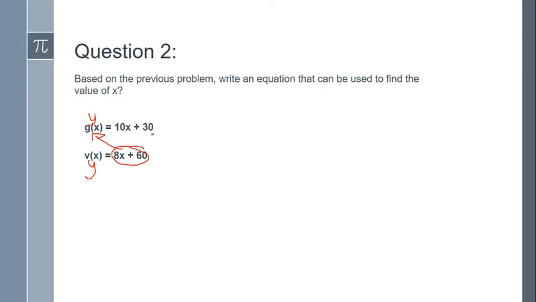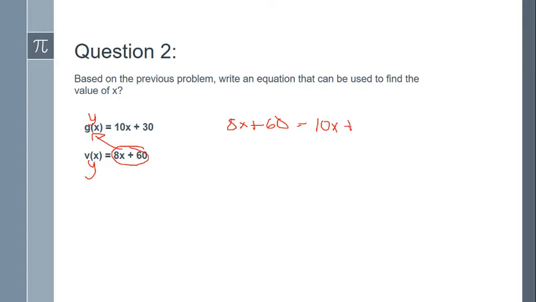I could also think about it the other way, right? And replace the y down here with 10x plus 30. Either way, we get the exact same equation. In this case, I'm going to write that 8x plus 60 is equal to 10x plus 30.